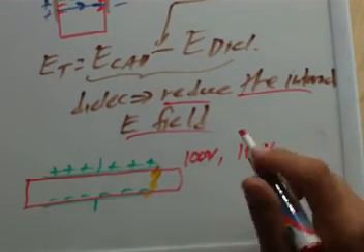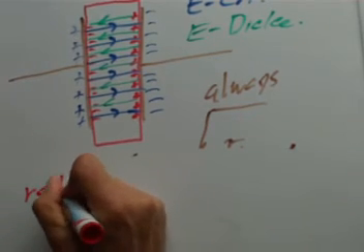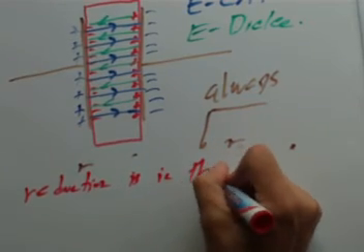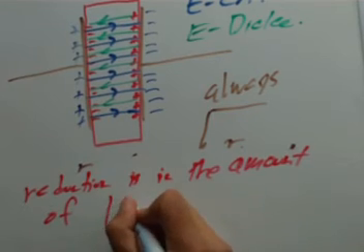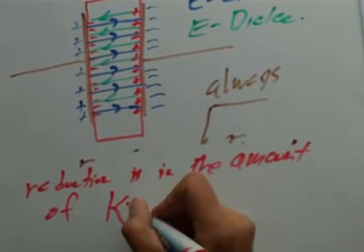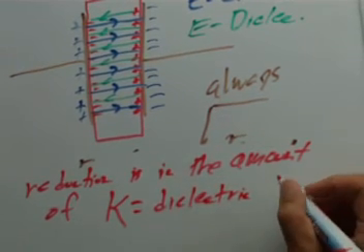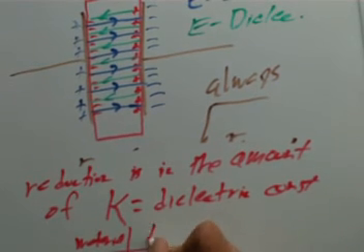And the amount of reduction is given by a symbol called kappa, which sort of looks like a K. Kappa here is the dielectric constant. And you can look it up in your book. There's a table of them. I don't have any in front of me right here, but there would be a table listing the material and the dielectric constant.